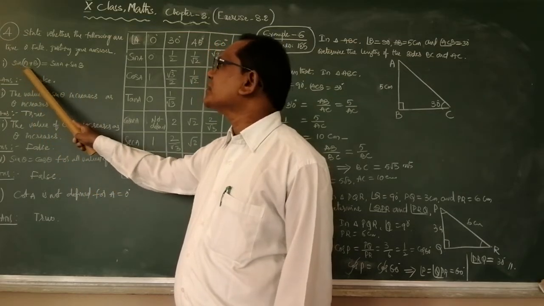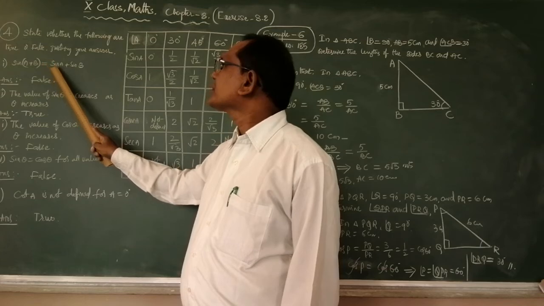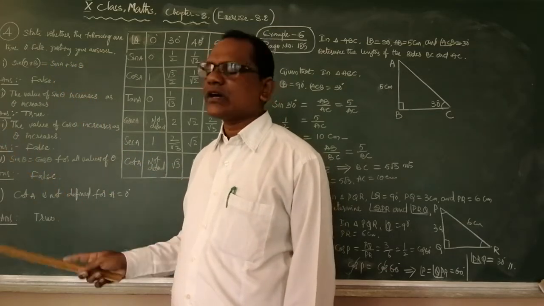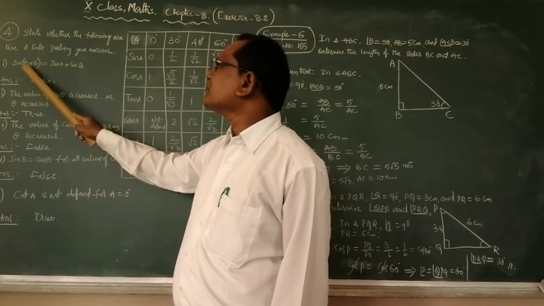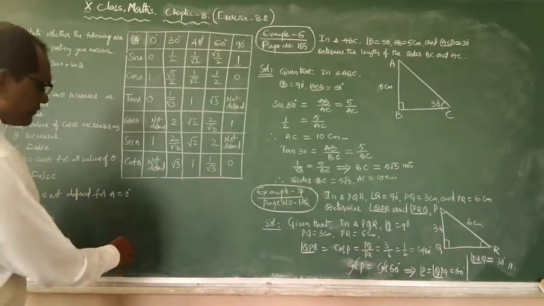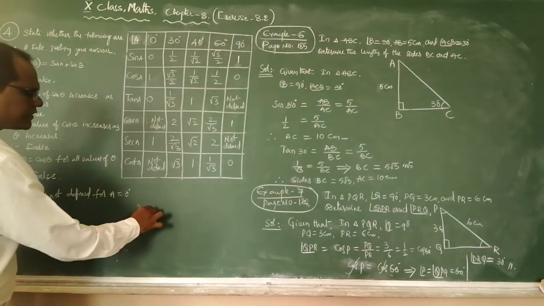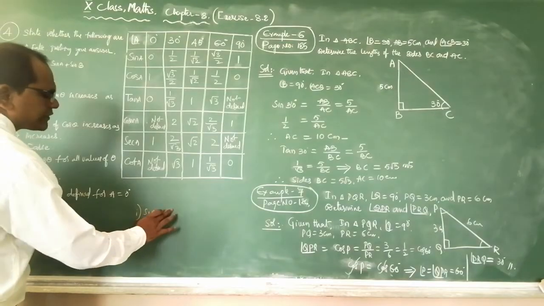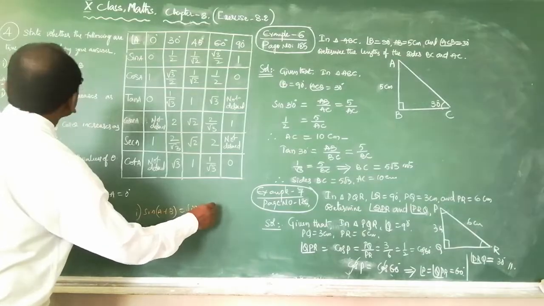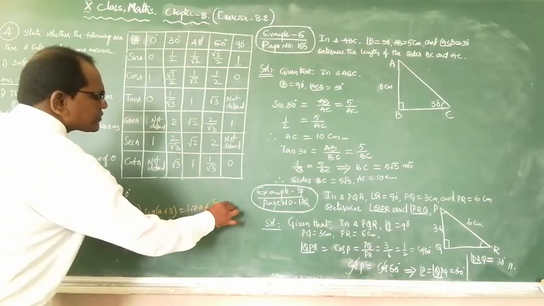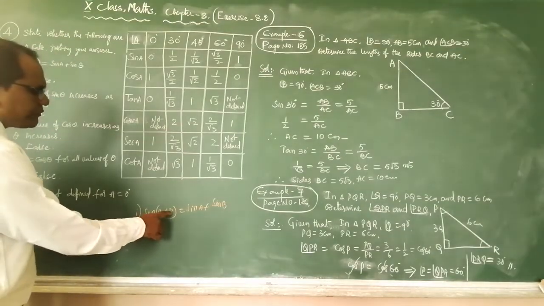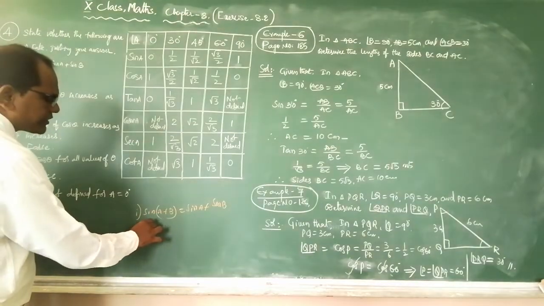Here the first one: sin(A + B) equals sin A plus sin B. This is a wrong answer, sir. Why is it wrong? Now I am going to give an example as the explanation. They are asking whether sin(A + B) equals sin A plus sin B. Our answer is that it is wrong. Why, sir? Suppose we take some example: A equals 60 degrees.